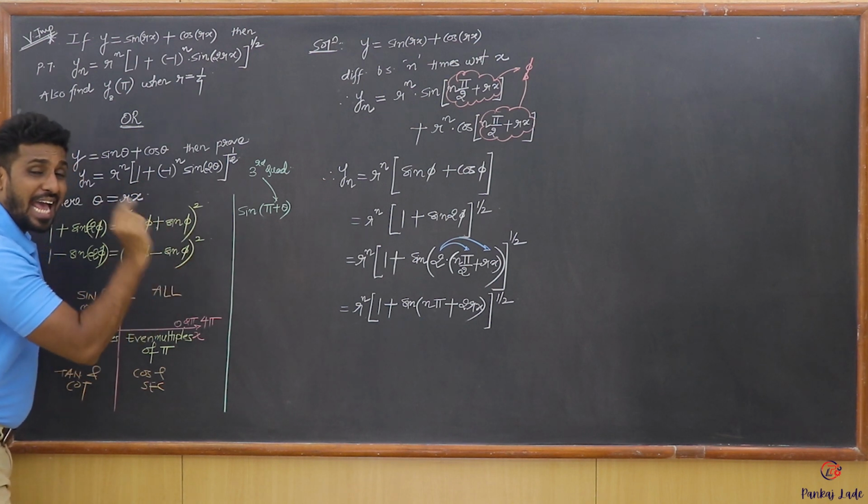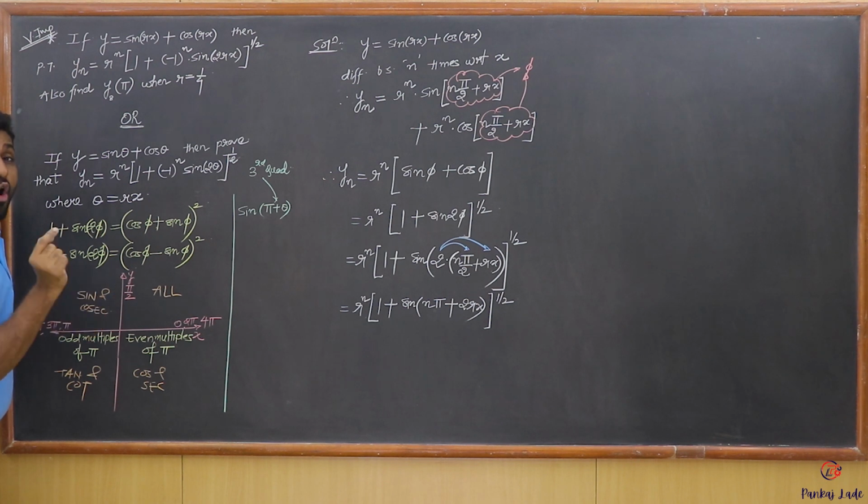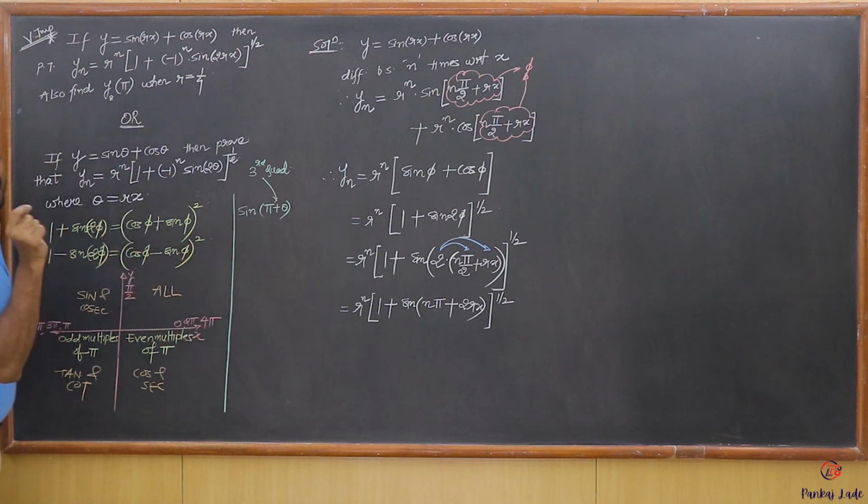It will be maintained as it is, and the sign will be decided by the quadrant in which the angle falls. Pi plus theta, as I said, falls in the third quadrant. In the third quadrant, tan and cot are positive. You are finding the answer of the trigonometric ratio sine. That's why the sine is going to be negative.